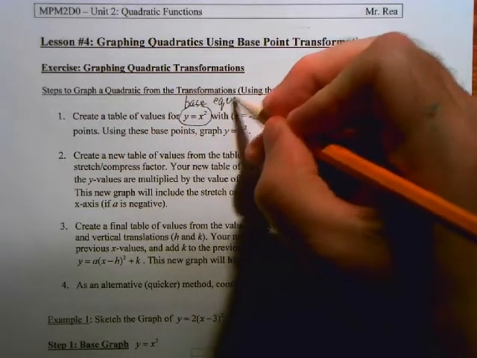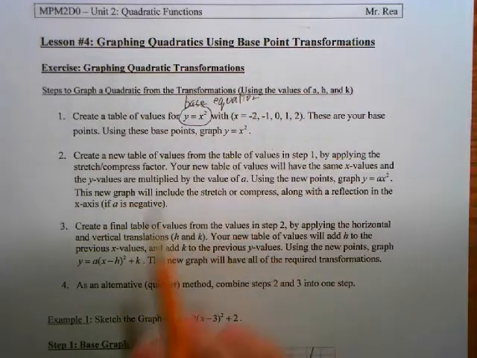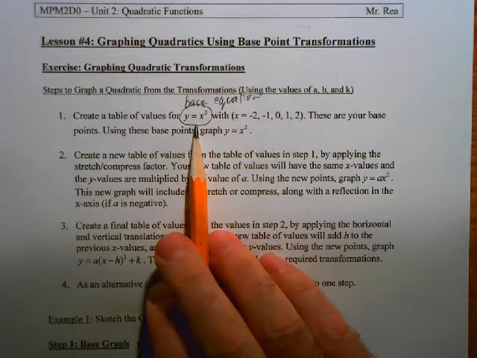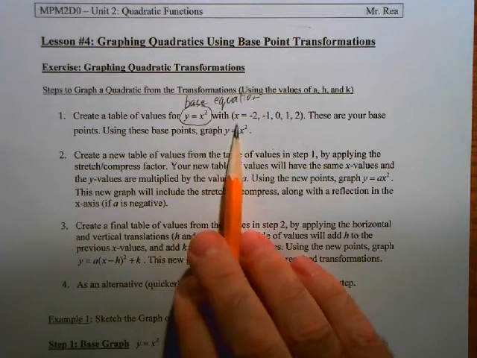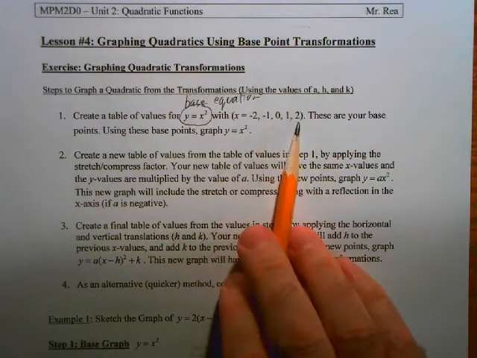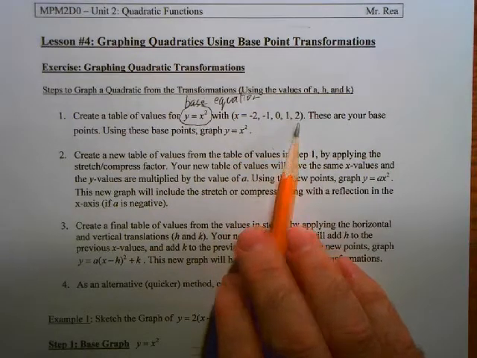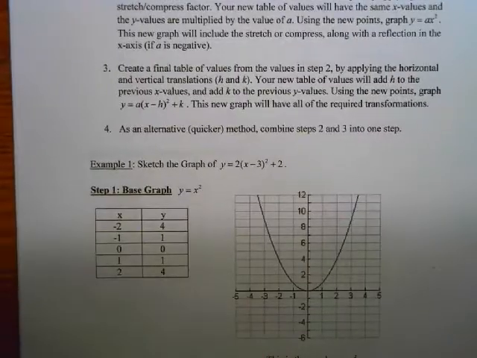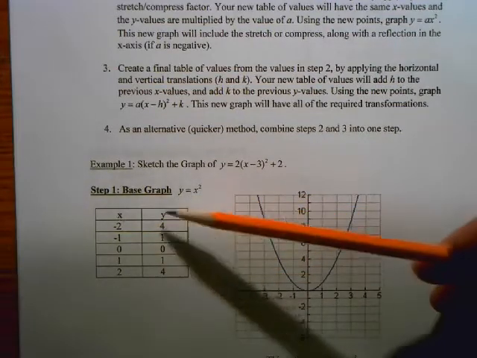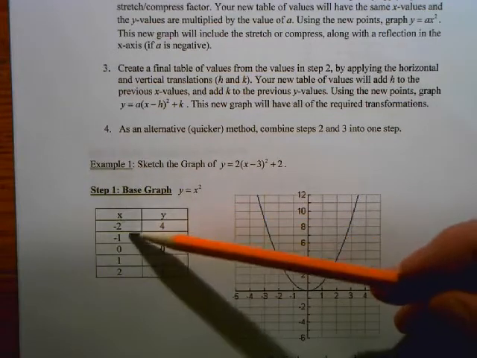Every time we do a graph of any quadratic, we're going to start with the 5 points that define what this graph looks like. And those 5 points always have the same x values, x equals -2 through to +2. If I go down here, you can see the table of values for the base points. So you've got 5 base points. There are your x values I just talked about, -2 through 2. The y value is basically you squaring the x value.